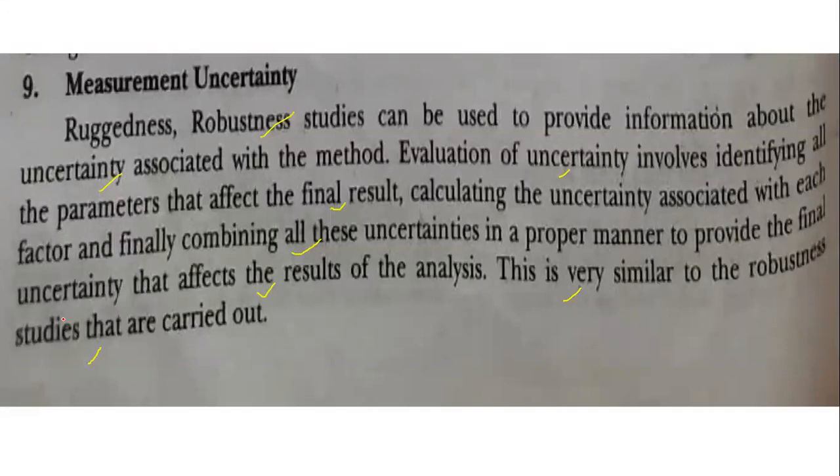Now, measure of uncertainty: like ruggedness and robustness, studies can be used to provide information about the uncertainty associated with any method. Evaluation of uncertainty involves identifying all the parameters that affect the final result, calculating the uncertainty associated with each factor, and finally combining all these uncertainties in a proper manner to provide the final uncertainty that affects the result of analysis. This is very similar to the robustness studies that are carried out.